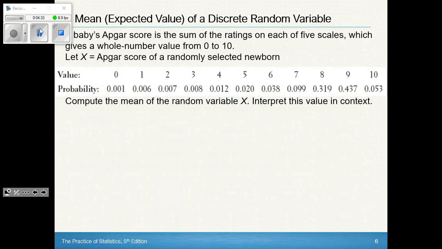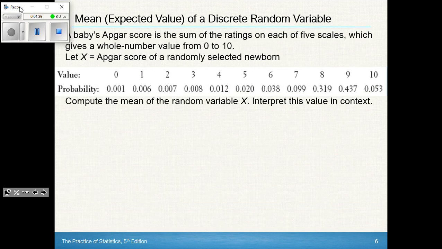So here's this concrete example I promised. A baby's APGAR score is the sum of the ratings on each of 5 scales, which gives some whole number value from 0 to 10. Let X be the APGAR score of a randomly selected newborn. So the values are from 0 to 10. And here's the probability that those occur, which means if I looked at, say, 1,000 babies, I would expect 437 of them to end up with a 9, typically.